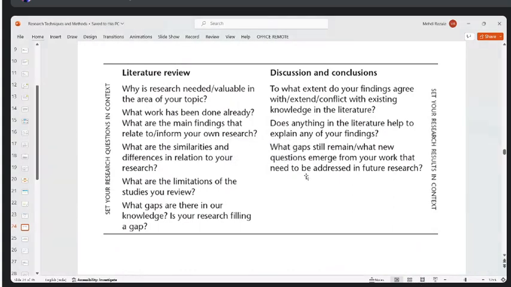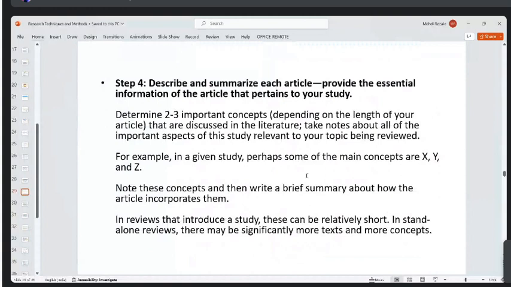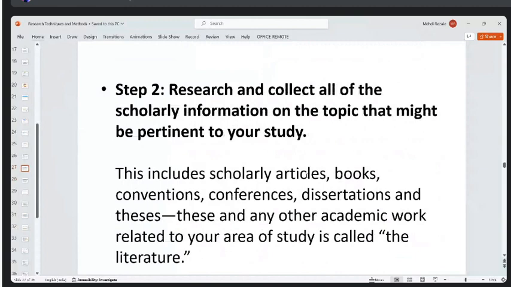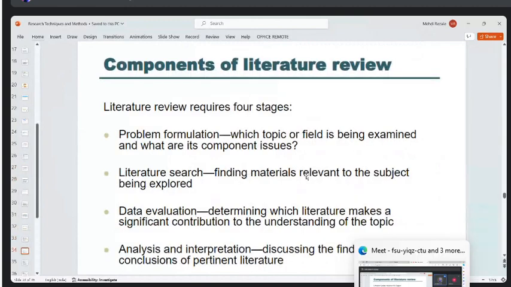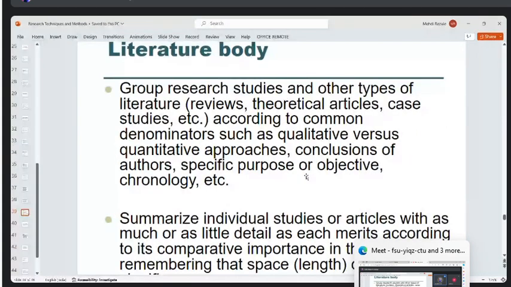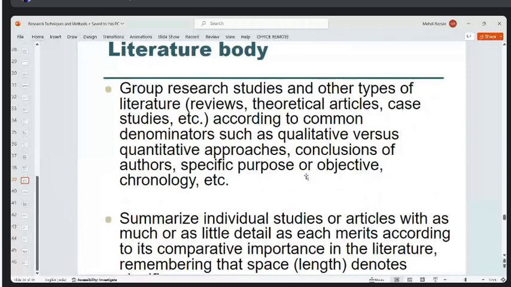All right. So yeah, that was literature review versus discussion and conclusion. And there are some steps to how to write the literature review. So that we'll cover next time. Some definition and components of literature review, how that is done, and then hopefully I can add some material on methodology maybe next time or in upcoming sessions.